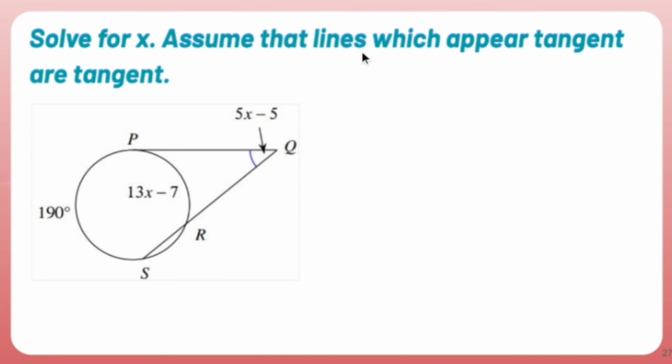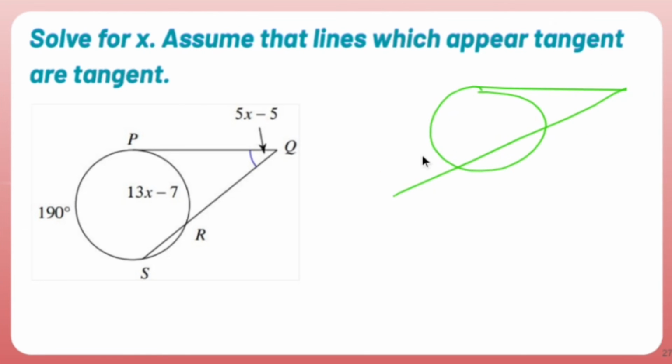Solve for X, assume that lines which appear tangent are tangent. So what we have is an intersection of a tangent line and a secant line. There's a little rule that says if you have the intersection of a tangent line and a secant line, we'll call this angle A. I like to call this the far away arc, and I like to call this the near arc. The rule is the measure of angle A is going to equal 1/2 of the far arc minus the near arc.